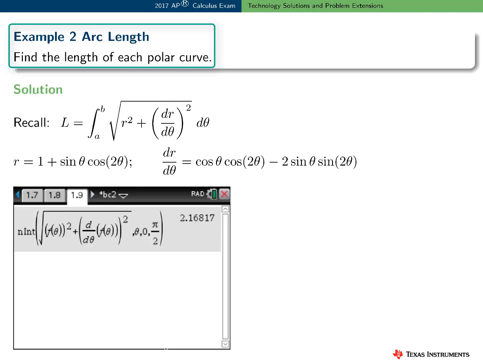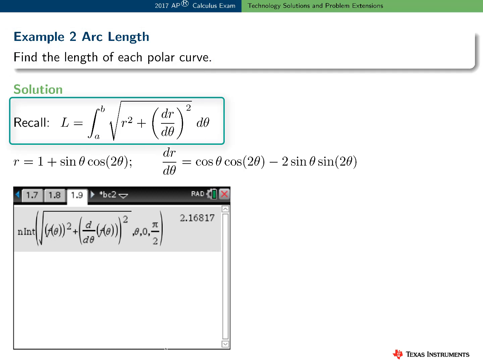Here's another problem extension using the information given in the free response question. Now, even though this topic is not in the curriculum framework, I think this problem is a nice extension and it demonstrates a good use of technology. Find the length of each polar curve.